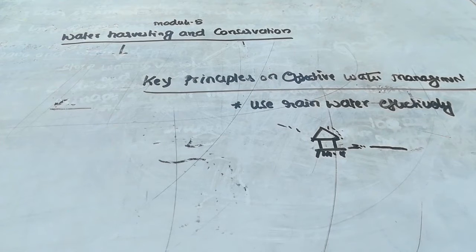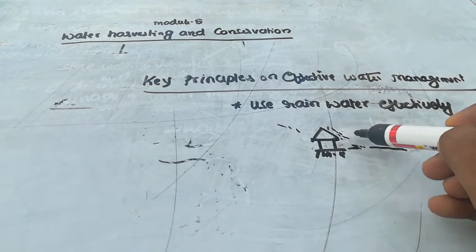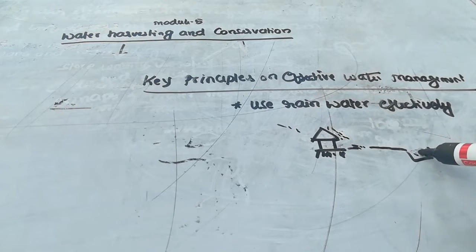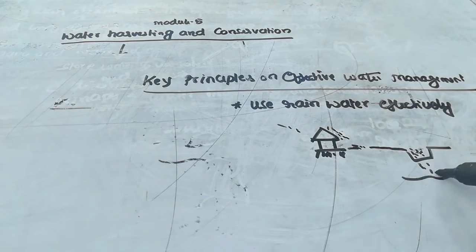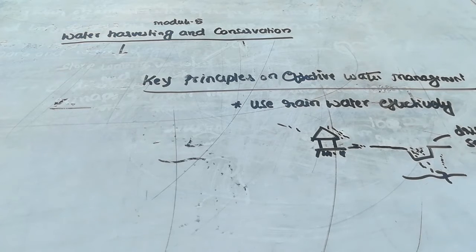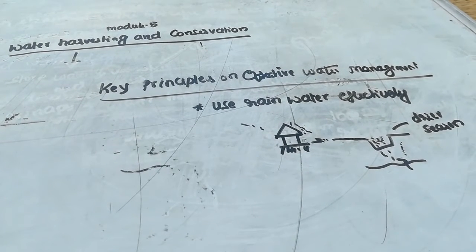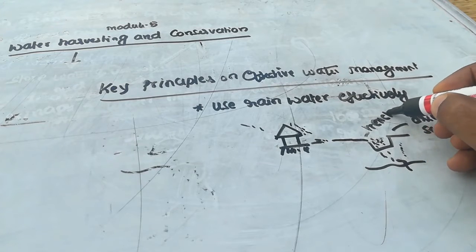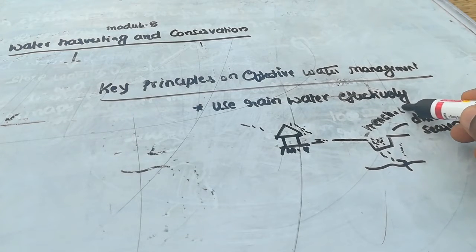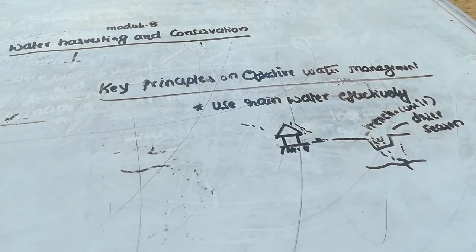So for that reason, use rainwater effectively. How can we use rainwater effectively? This is the diagram I am showing here. All the rainwater we should store here. You can make a small trench and store the water. It will recharge the groundwater and we can use it in the drier season. Make a trench and use it for further use. So use the rainwater effectively.